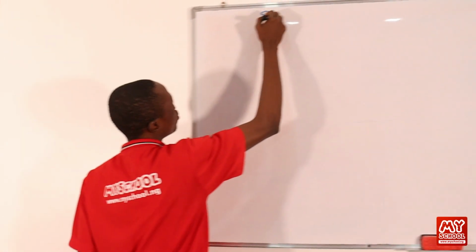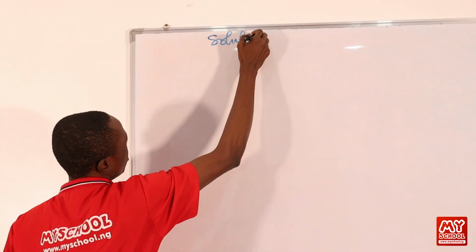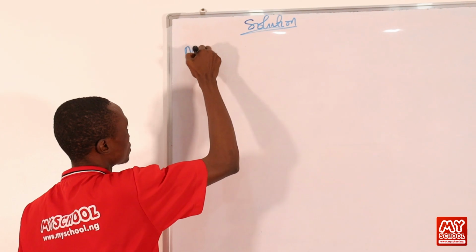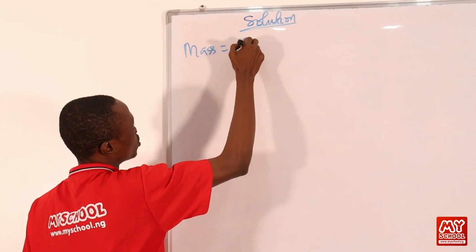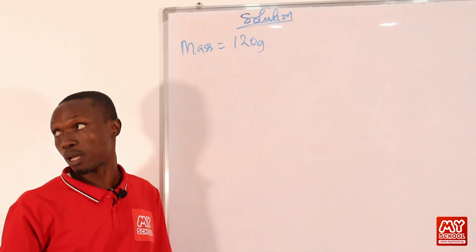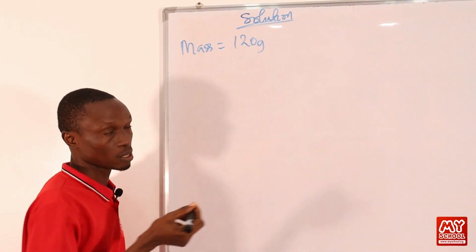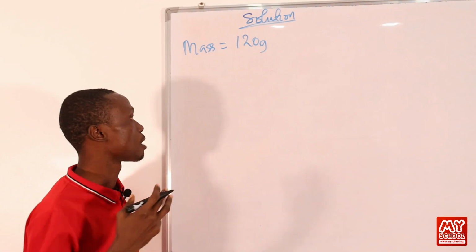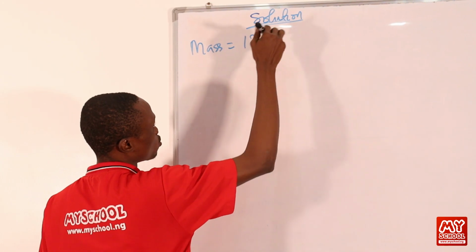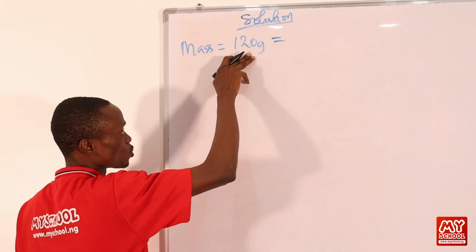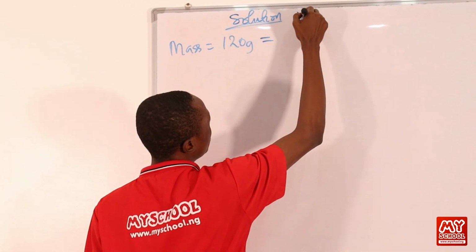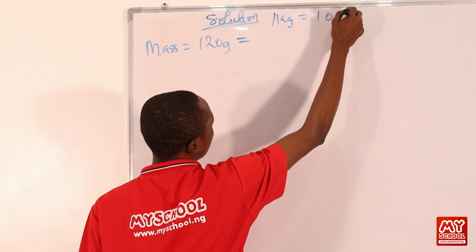Solution. First of all, let's write down the information, the parameters that are given to us according to the question. We are told that mass is equal to 120 gram. And we are given the size of the block, which measures 30 centimeter by 6 centimeter by 5 centimeter. First thing first, let's convert this to kg. To convert this to kg, remember that 1 kg is equal to 1000 gram.